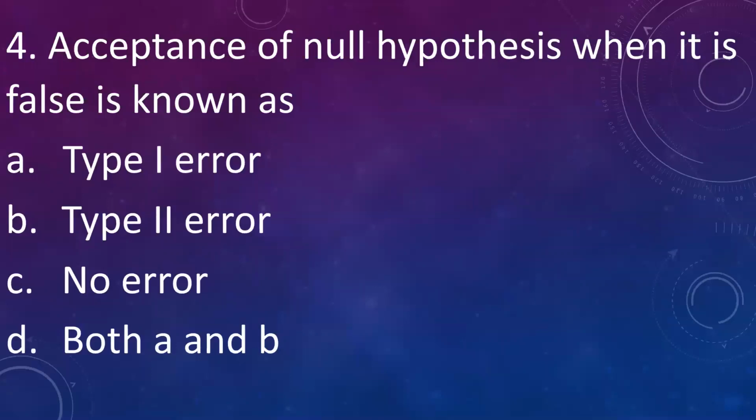Then acceptance of null hypothesis when it is false is known as A, type 1 error, B, type 2 error, C, no error, D, both A and B. Answer is B, type 2 error. It is when acceptance of null hypothesis when it is false.